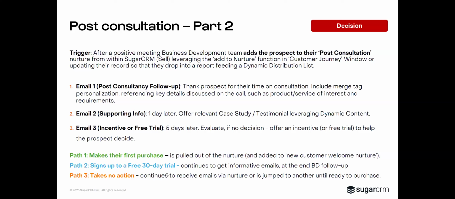So that's just an example here. And then path two, if they don't become a customer, so they don't make a purchase, but they take out a free trial because we've sent that email to offer that, then they would just continue through your nurture and continue to receive emails there. And then finally, they don't take any action, right? They don't take up the free trial or the offer, and they don't make a purchase. Therefore, again, they would just continue to receive emails until they do. Or you could jump them to another nurture, like an ongoing nurture. So you have many options available to you, right?